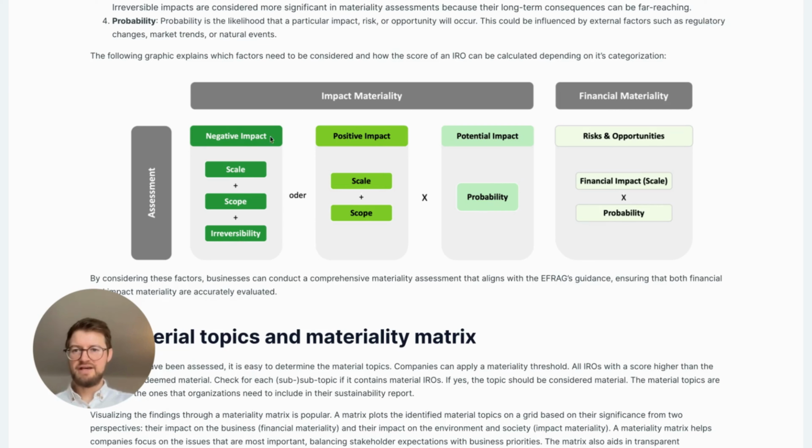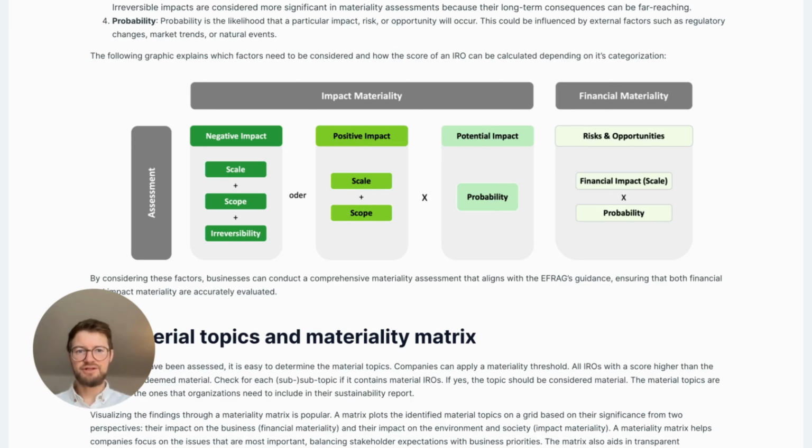If you have a positive actual impact, you calculate scale and scope. You're not adding irreversibility because you don't want to change anything that is good happening back again. So that's why you only have scale and scope. If it's a positive potential impact, you take scale and scope, and multiply the sum with the probability.